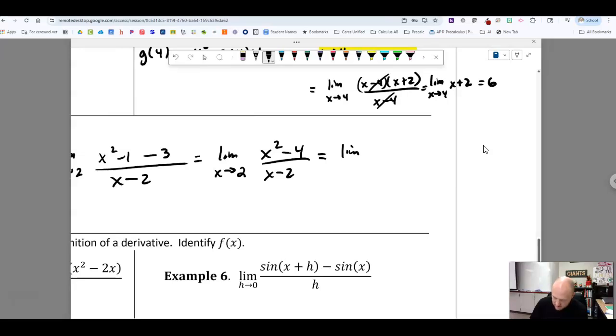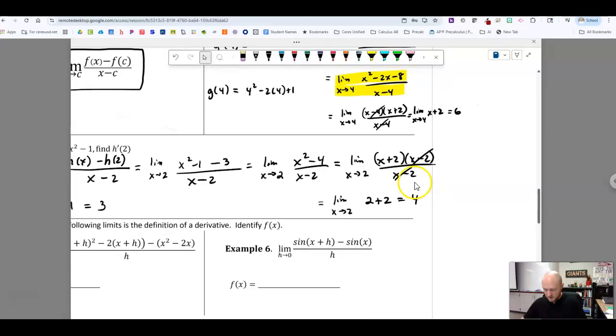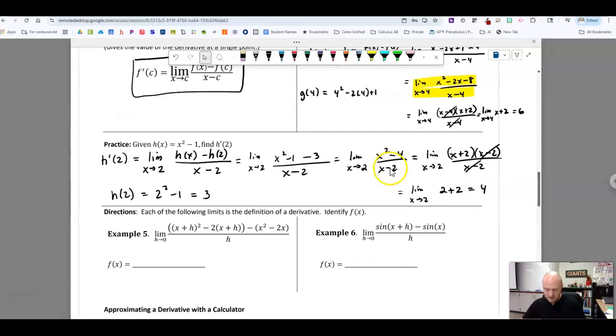This gives us x plus 2, x minus 2, and so our x minus 2's cancel. There we go. If you ever get 0 over 0, it's indeterminate. I can't do anything with it. You have to find another way in order to evaluate. So the limit as x approaches 2 is equal to 2 plus 2, which is 4. It is 4. So that's the derivative of h at 2.